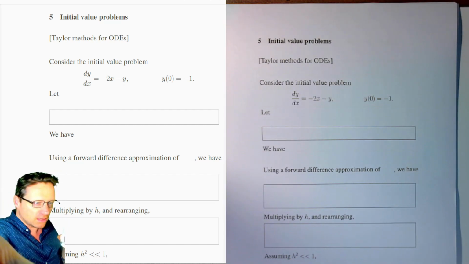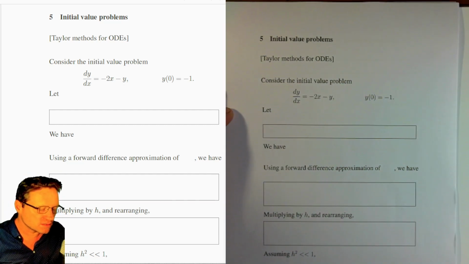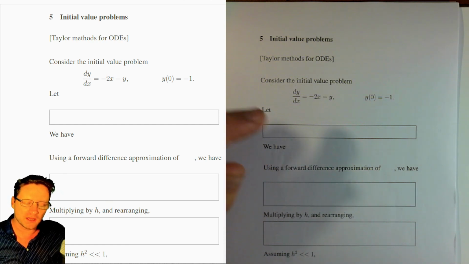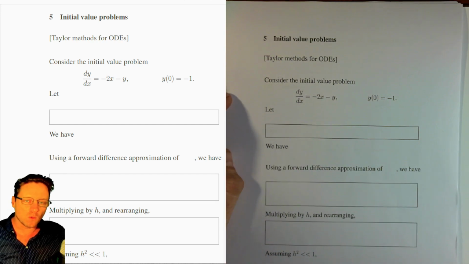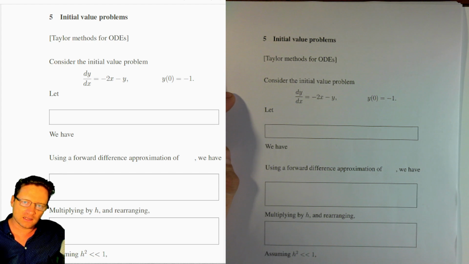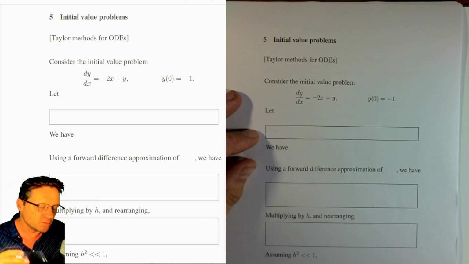Okay, so let's begin by looking at this initial value problem. What we have here is dy/dx equals minus 2x minus y, where y(0) is minus 1. So in other words, when x is 0, y is minus 1. We know we can solve this easily analytically because it's a linear differential equation, and we'll do that, but the purpose of this is to solve this equation numerically today.